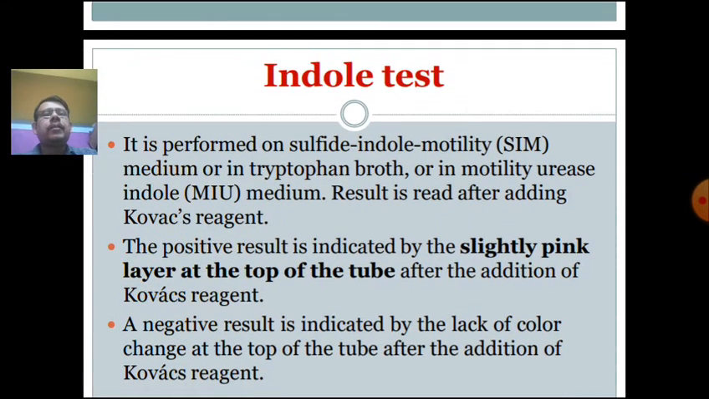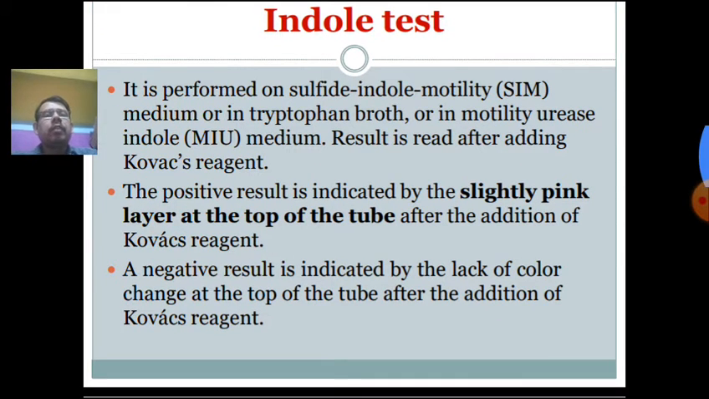First of all, the indole test. Indole is a very common ring, basically containing a benzene ring along with a five-membered ring attached. This is the indole ring, and some indole compounds and indole alkaloids are very helpful in anti-cancer therapy also. But in this test, the indole ring is present in tryptophan. It is performed in sulfide indole motility medium, in tryptophan broth, or in motility urea indole medium. The result is read after adding Kovacs reagent or any other suitable reagent for the indole test.